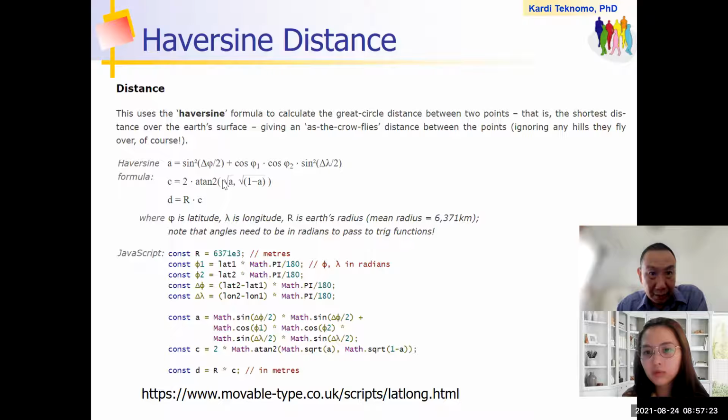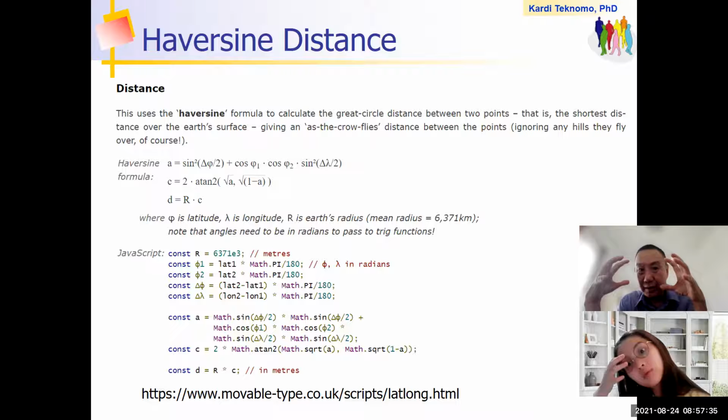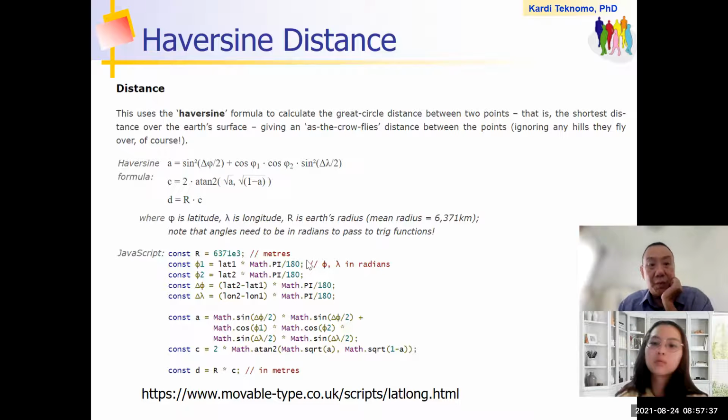The formula from a website. Okay, so this is called Haversine distance, which is used to calculate the distance between two points on a sphere. The formula is there on the top. Haversine: a represents the distance, depending on the latitude, which is phi, and the longitude, which is lambda.